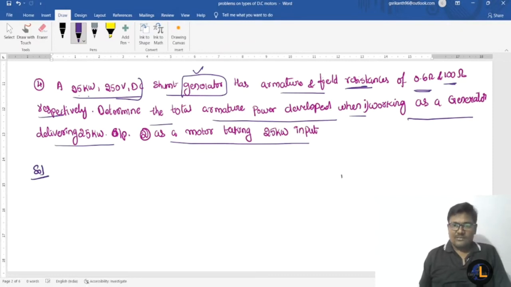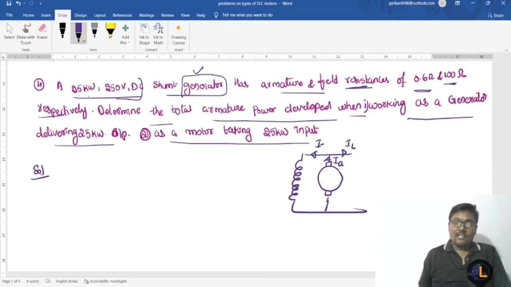First of all I will draw the DC shunt generator diagram. The field winding is connected in parallel with the armature. The current delivered from the armature is IA. The current flowing through the load is the load current, and this one is the shunt current. Shunt field winding resistance is RSH. The generated EMF is EG. The internal resistance of the armature is RA, and this one is the load.